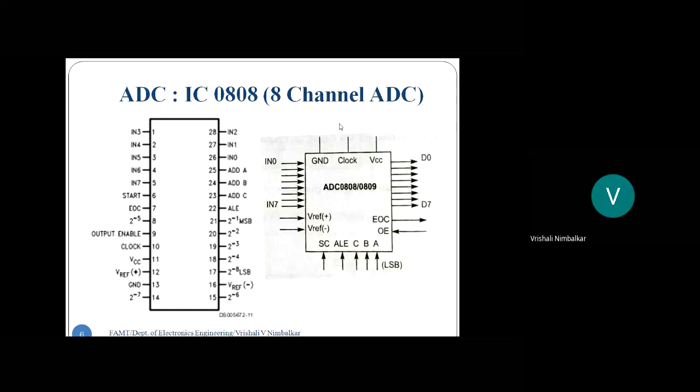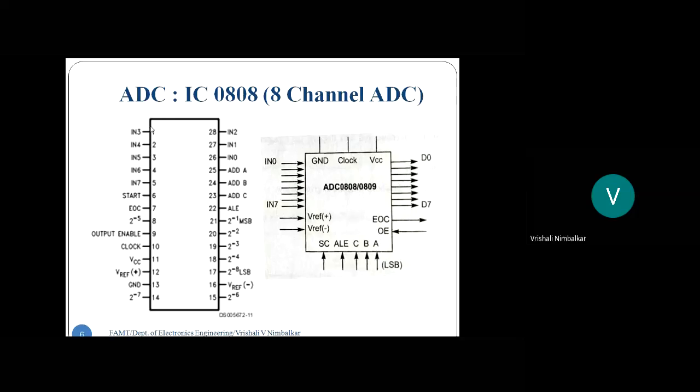Now, I can slow down the conversion time by reducing the clock frequency, correct? But I cannot make the conversion time faster. So there is a limitation on what clock you should connect. Connect a clock such that this ADC will get 110 microsecond conversion time.